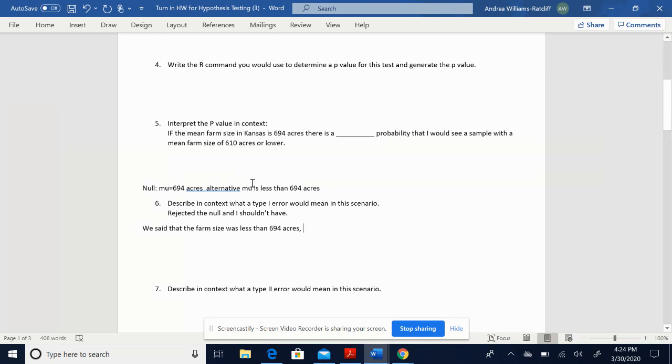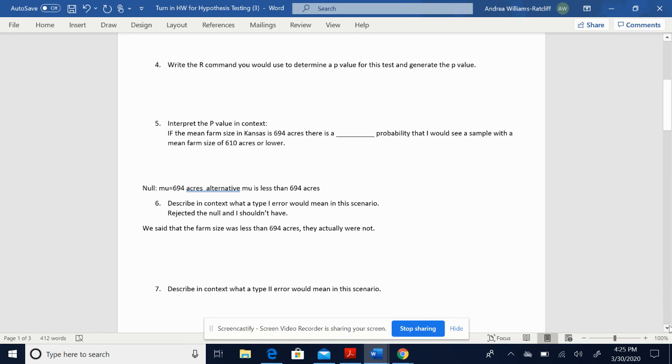So if it was wrong, if the farms really were not less than 694 acres, what is the truth? They actually were not. Now, you really don't want to say here that they were bigger, because there's no language in this prompt about being bigger. You could say that there's no evidence to say that they're not exactly 694. That's technically true, but we don't want to try to say something that's not here.